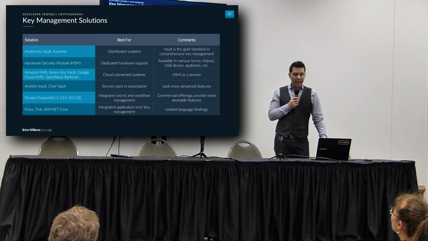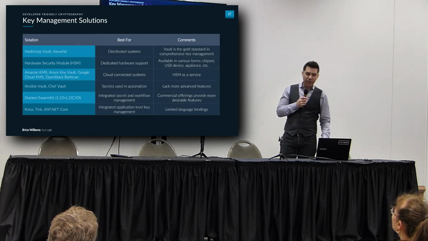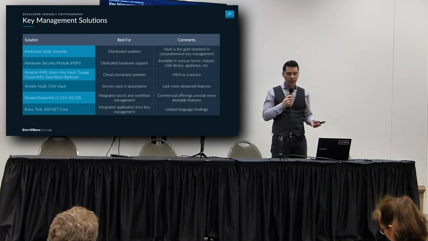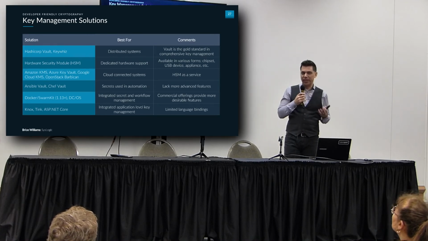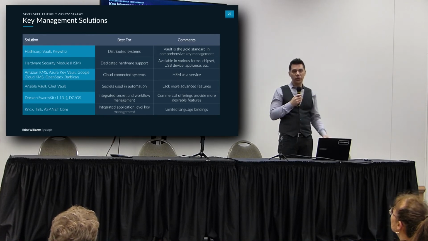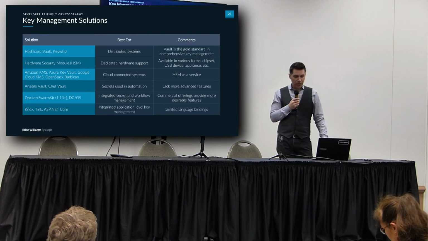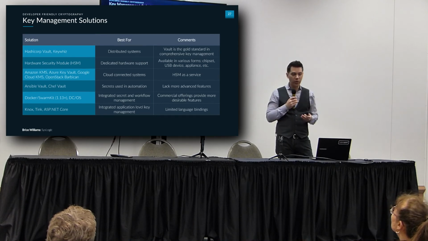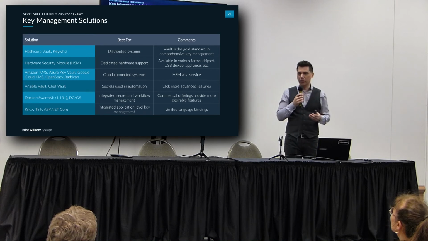If you're working with either Ansible or Chef in automation processes, there's an Ansible Vault feature, and Chef has a Vault feature as well, which is above and beyond just Chef data bag. Chef Vault is more robust for use with secrets and key management. They do lack more advanced features, so for example, if you're using Ansible Vault, you're not going to get all the feature set that you would with HashiCorp Vault, but because it's built in, it can be very convenient, and it's a good place to start.